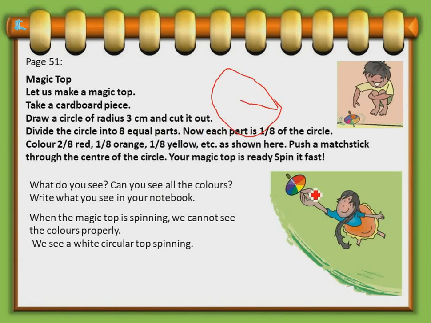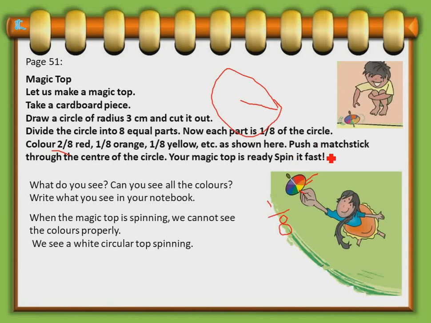Divide the circle into 8 parts. How many parts are they asking you to divide into? 8 parts. See, here it is given. Now each part is 1 by 8 of the circle, that is 1 by the total number of parts, 8. Now color 2 by 8 red. 2 by 8 red means out of 8 parts, you will color 2 parts red. See, here it's given. 1 by 8 orange means you will color 1 part orange. 1 by 8 yellow, that is 1 part you will color yellow.